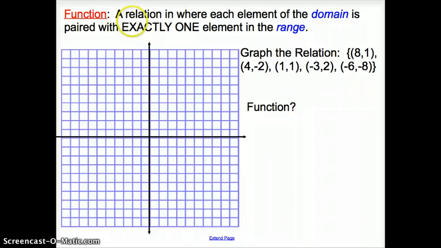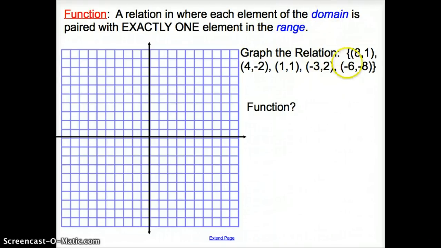Now, a function is a little bit different than a relation. A function is a relation in which each element of the domain, so each x, is paired with exactly one element in the range. It has one y belonging to one x.